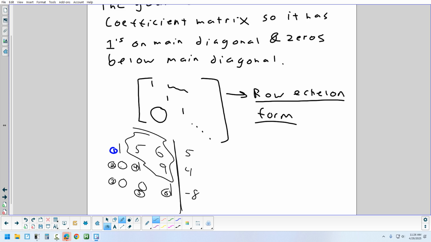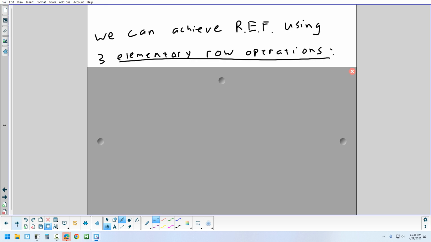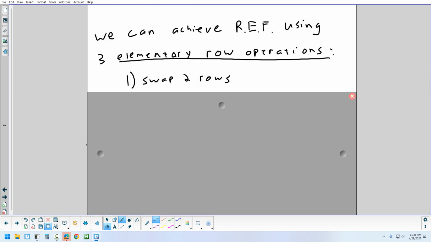Now, how we get 1s and 0s in those spots, I need to show you what you are allowed to do. There are 3 things that you're allowed to do to a matrix, and it will not mess up your answers if you do them right. The 3 things that you are allowed to do are called elementary row operations. They are things you can do to a matrix that effectively doesn't mess it up.